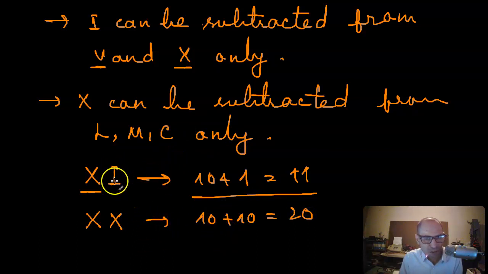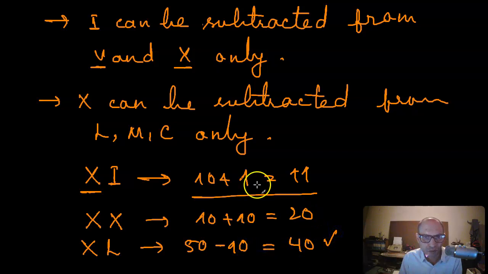Now let's say that you have an L and you put an X over here. So the L is nothing but a 50. So that is 50 minus a 10, which is the same thing as 40. So that's possible. There is no problem with that because the rule over here also said that X can be subtracted from L, M, and C only.